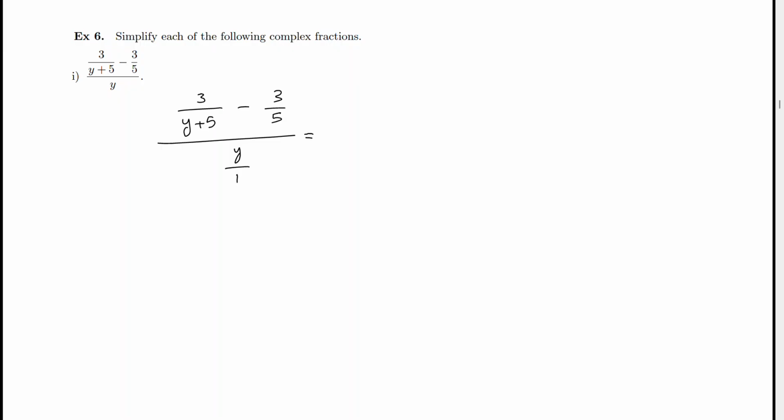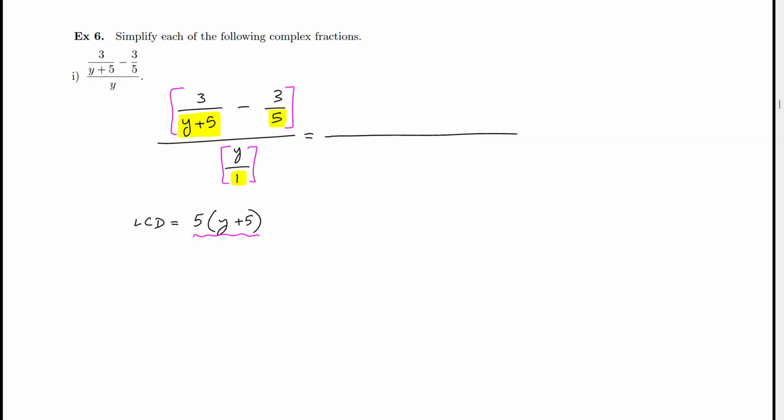And what I'm going to do next is look at the y plus 5, the denominator, and the 5, the denominator, and the 1, and ask myself, what would be the LCD for all of those? LCD stands for least common denominator. So I want a denominator that contains within it the y plus 5, the 5, and the 1. And that LCD will just simply be y plus 5 multiplied by 5. So what I'll do next is I'll take everyone on the numerator and everyone on the denominator, and I'll multiply them by this y plus 5 times 5 quantity.